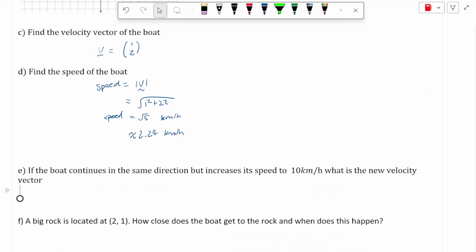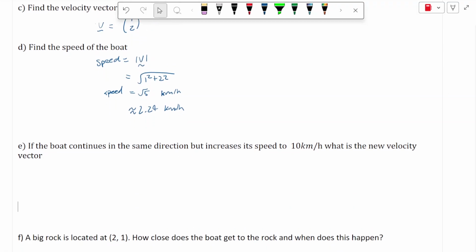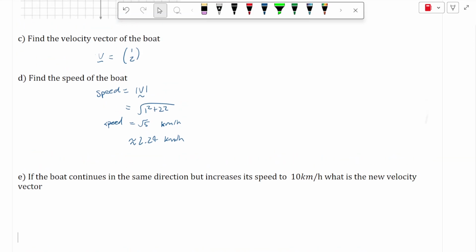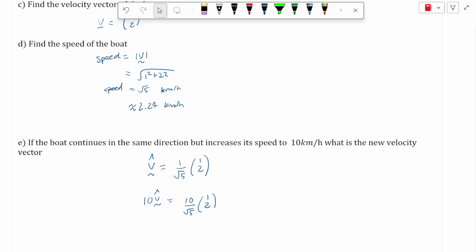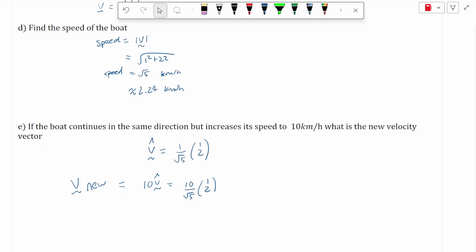Okay, if the boat continues in the same direction but wants to increase its speed to 10, how do we do this? What we need to do is look at the vector v hat. So that's a unit vector in the same direction as v. So it's 1 over root 5 times 1, 2. And then we need to be scaling that up, so 10 times bigger. So that's going to be 10 over root 5 times 1, 2. So I'm just going to call this the velocity nu is that. And we can say that that is 10 over root 5 and 20 over root 5, if you want.